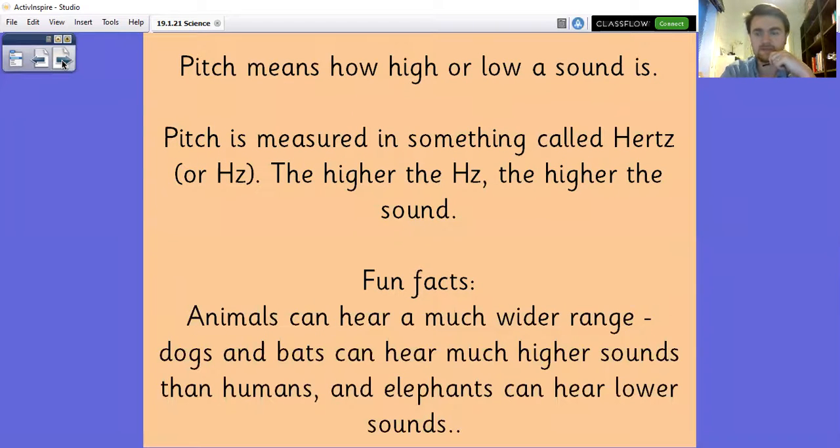We talked yesterday about how animals have got a different range of hearing to humans. So dogs and bats can hear much higher sounds than humans, and elephants can actually hear and feel much lower sounds than humans.